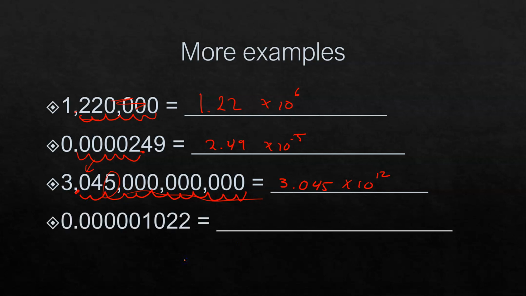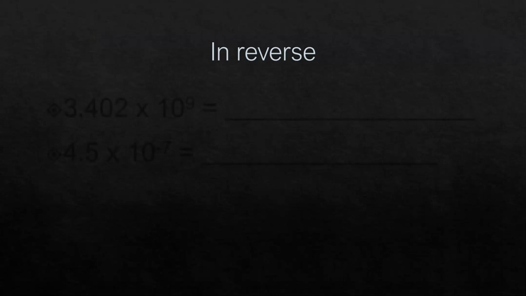All right, and last one, we're going to go 1.022. So our decimal is going there. And it had to move 1, 2, 3, 4, 5, 6 places times 10 to the negative 6. Okay, that's how that works. That is scientific notation. So we can also reverse this process.